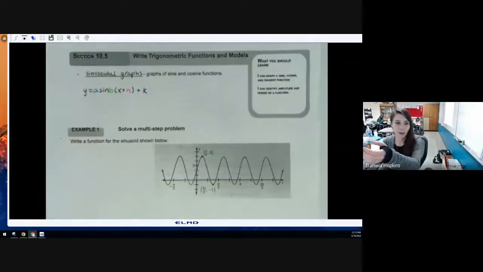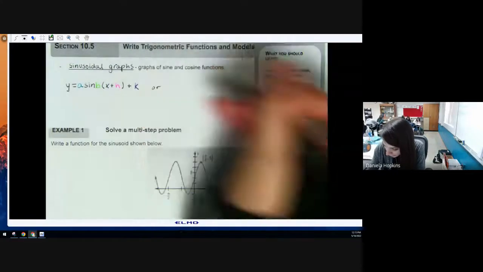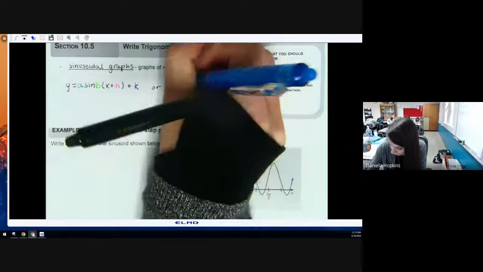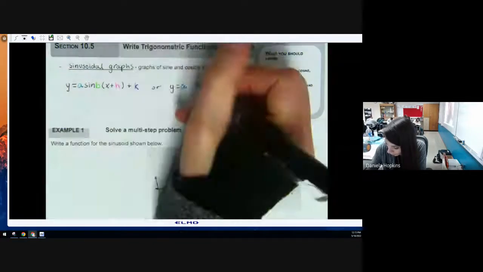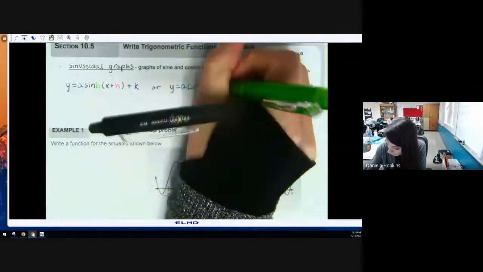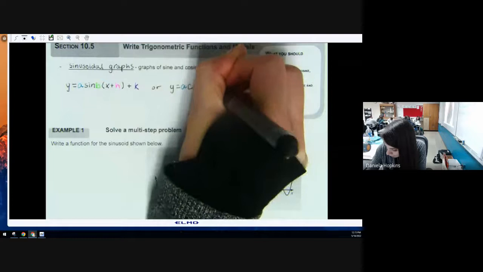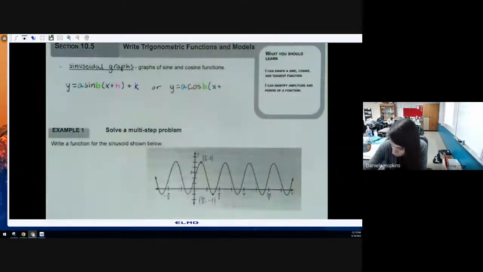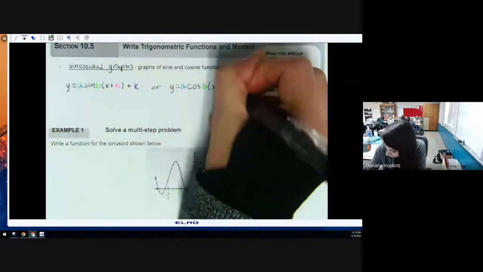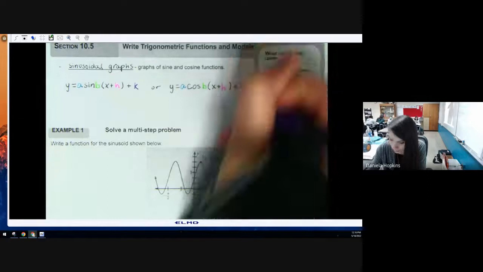I know I'm doing a lot of colors here. I'll code it in a second. Or our other sinusoidal, we've seen y equals a times cosine of b times x plus h plus k. All right, all these colors.